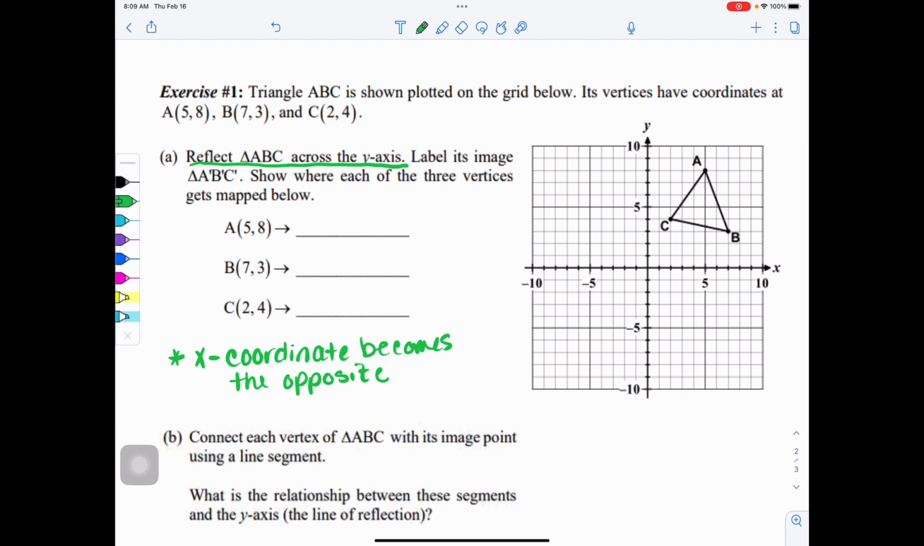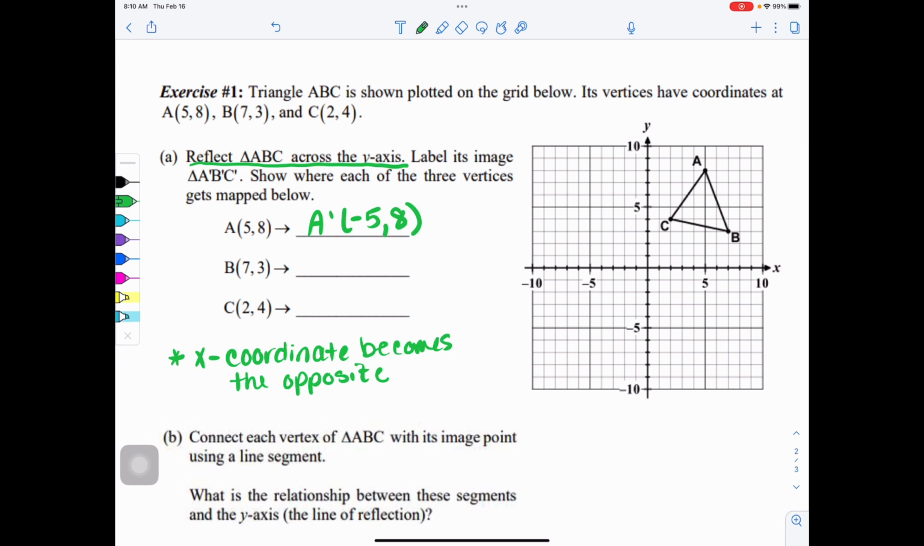So for example, let's look at coordinate A at (5, 8). I know it's reflecting over the y-axis, and I now know the rule for that means that the x becomes the opposite. So I can get the coordinate first and say A prime is going to be at the opposite of 5, which is -5, and the y value stays the same: (-5, 8). And then I can go over to my picture and plot the point (-5, 8) if I want to.